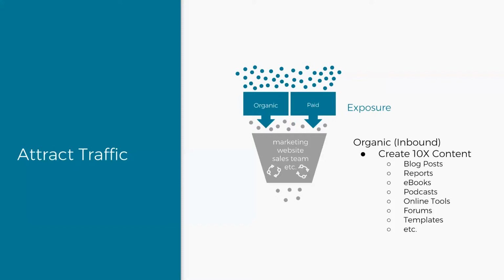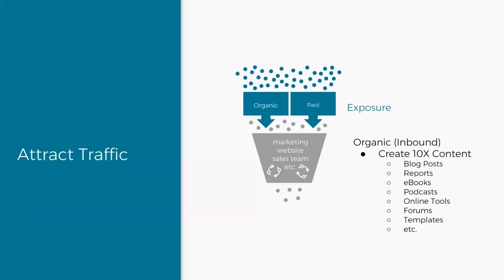An organic marketing strategy takes a lot of consistent effort to be successful, but it has the biggest return because it builds upon itself. It is possible to take a website that has had 0 visitors a month, and over 12 months of constantly creating 10x content, you can get it to 100,000 visitors per month.